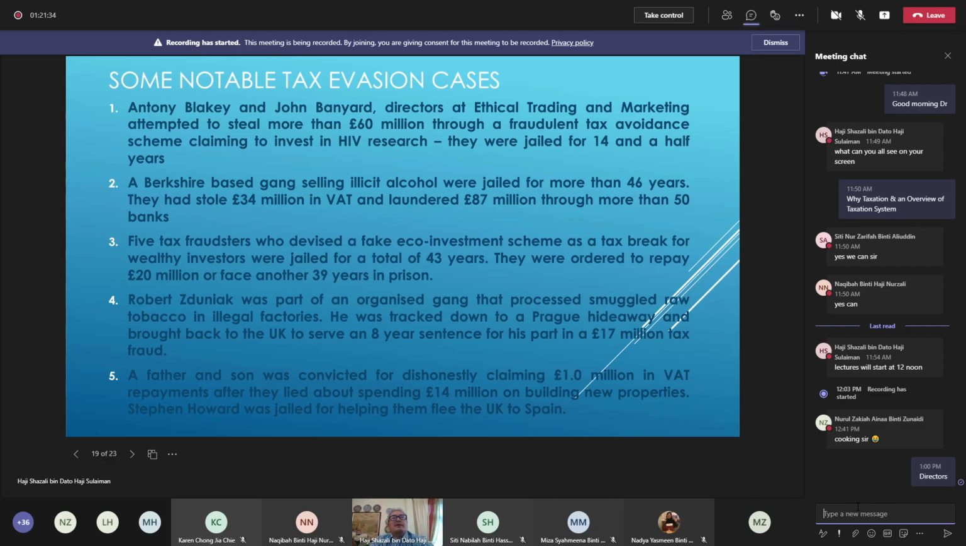So these guys were jailed for 46 years for the crime. Yeah? So they laundered 87 million pounds and stole VAT.